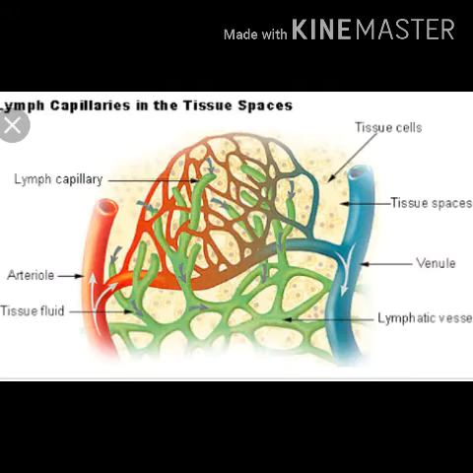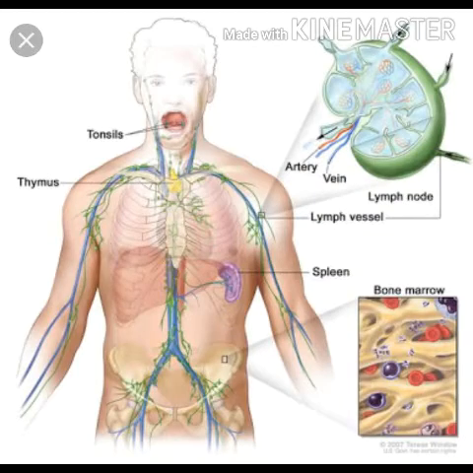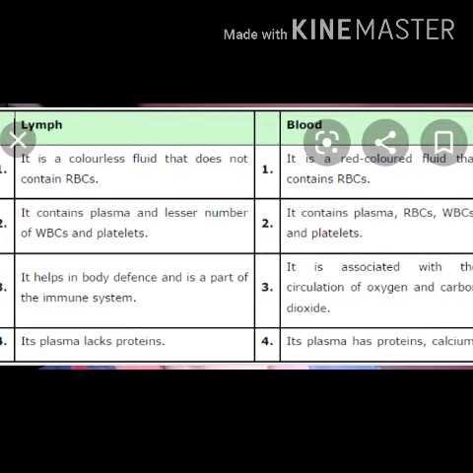Today in class 10 biology, we will start with the heartbeat mainly. We already started this one. So today we will see the lymphatic system, and also how we differentiate between blood and lymph. So let's start with the lymphatic system.